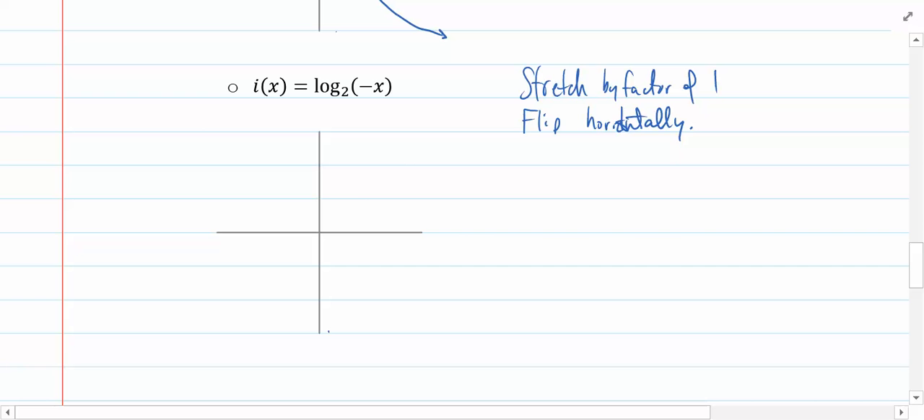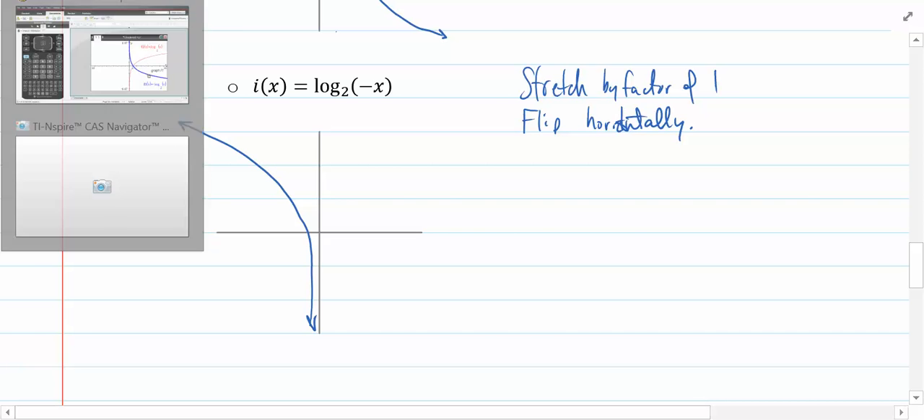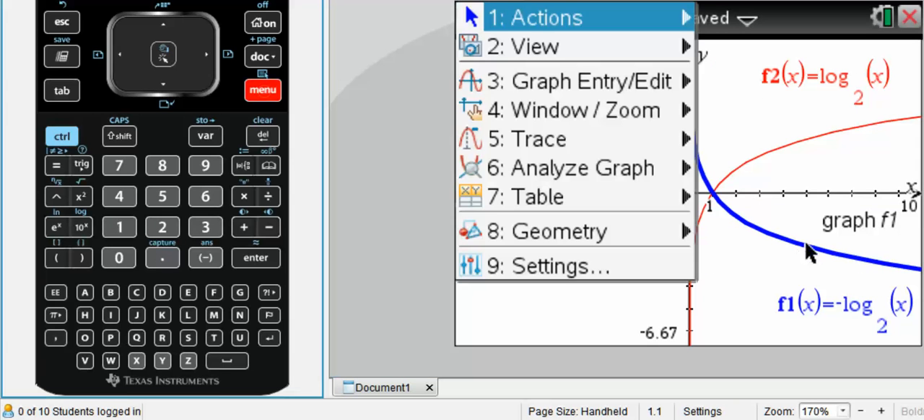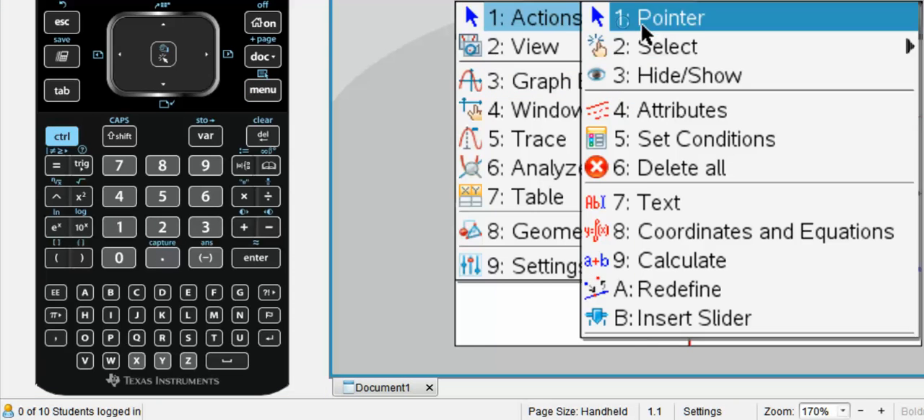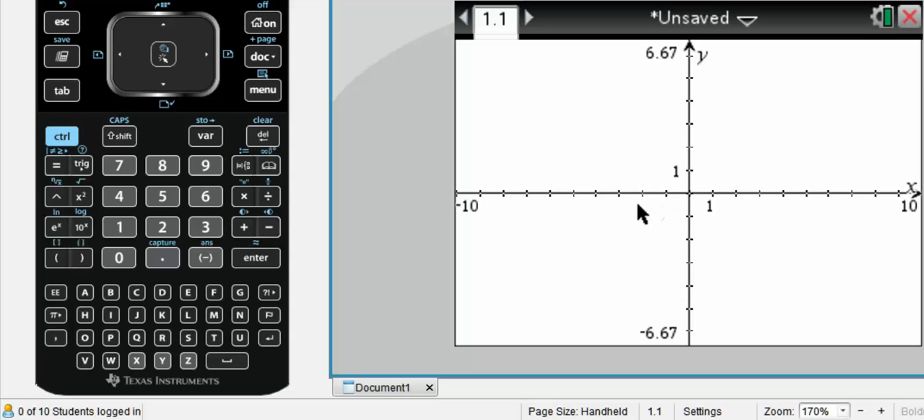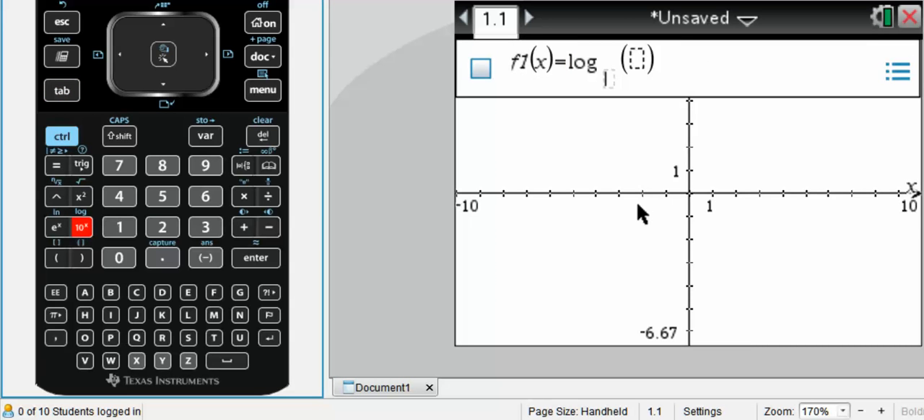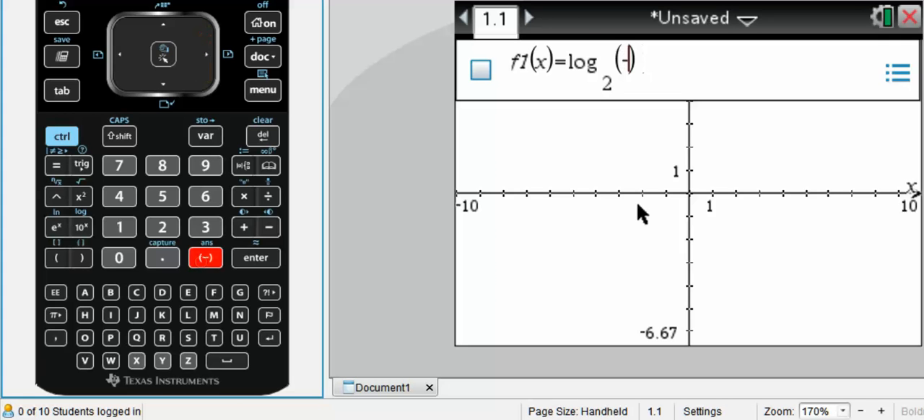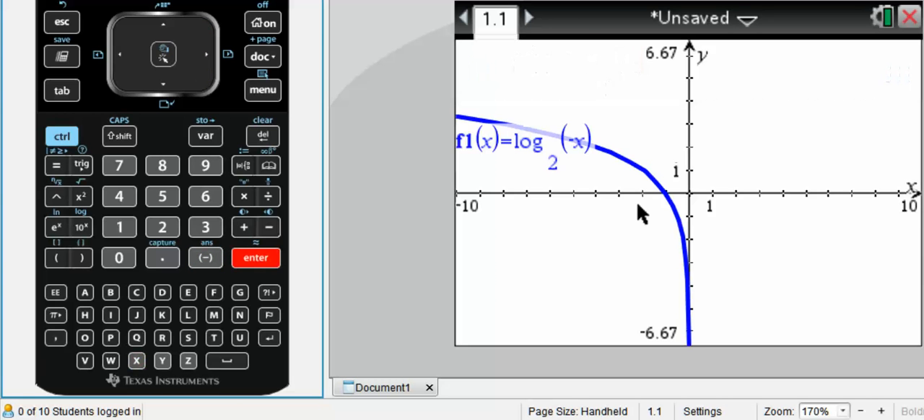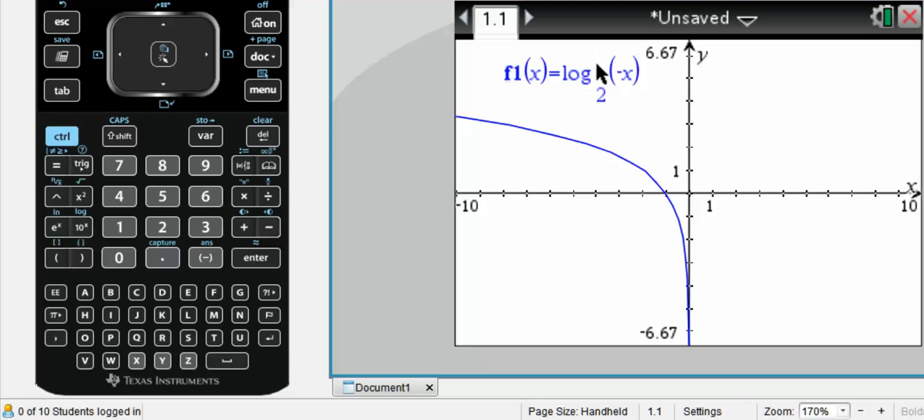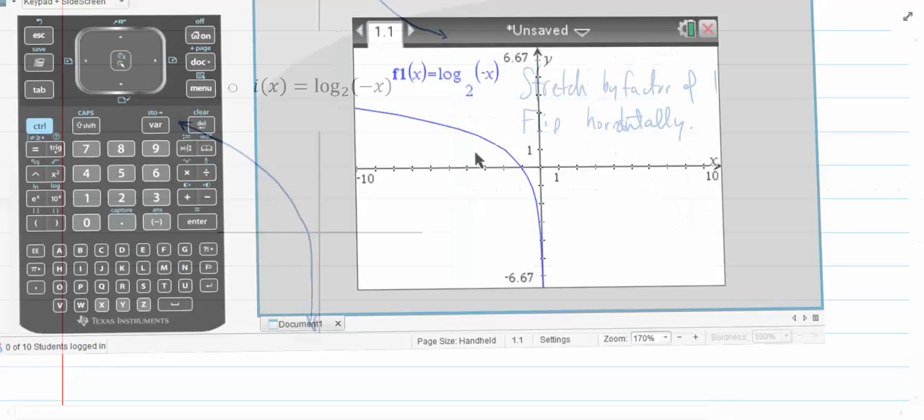So again, instead of a graph looking something like this to start off with, we're now looking at a graph that should look something like this. Let's go ahead and verify that with the graphing calculator. We'll clear out this data and try the graph. We have logarithm base 2 of -x, and there we go. When we compare that to the original, it's just a horizontal flip directly over the y-axis.